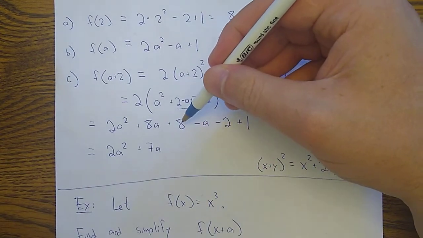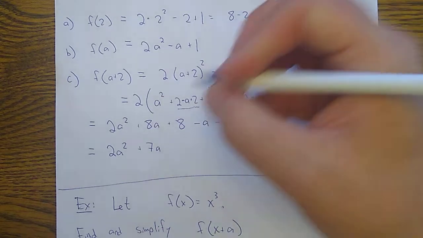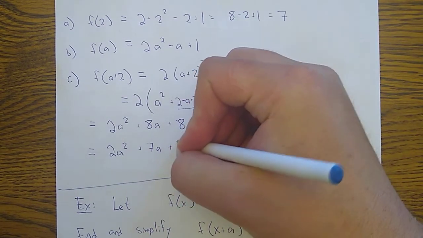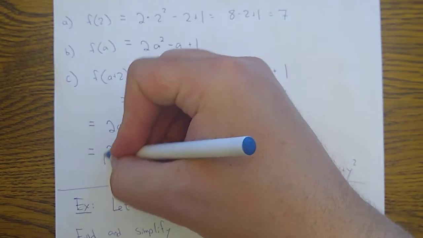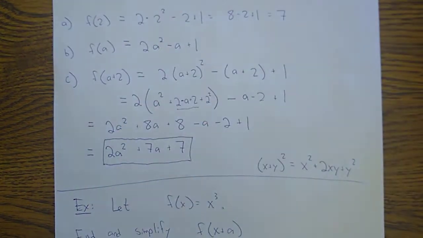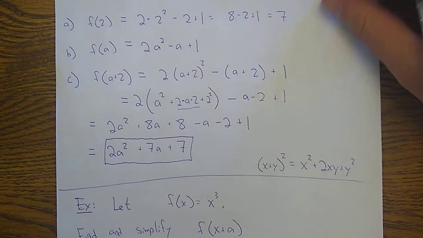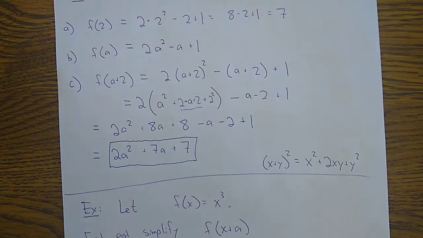And then I have some just plain numbers. 8 minus 2 plus 1 is 7. So I would leave this as my answer. So like I said, it's not hard. It's just some algebra, but it's definitely more work than part A and B.